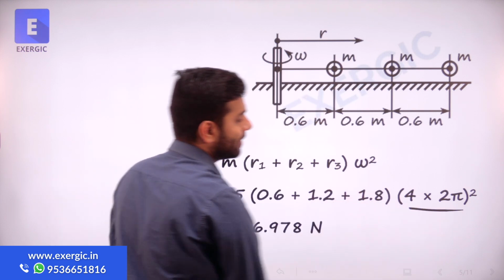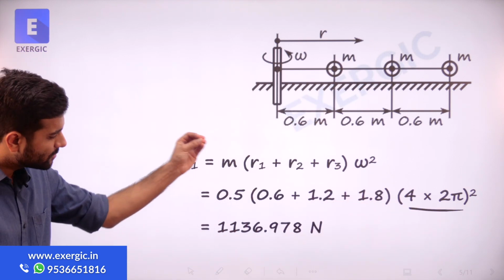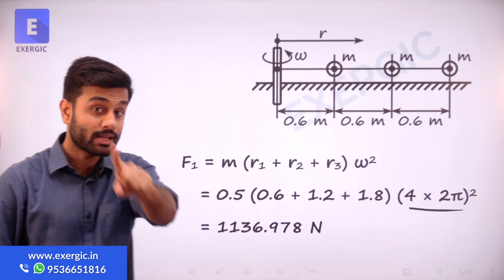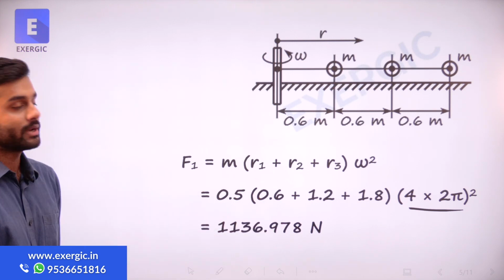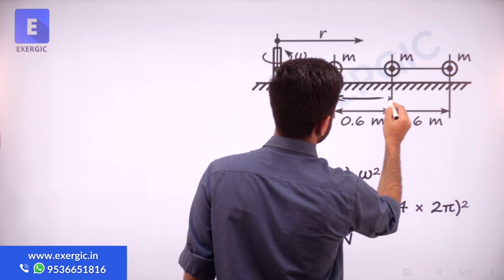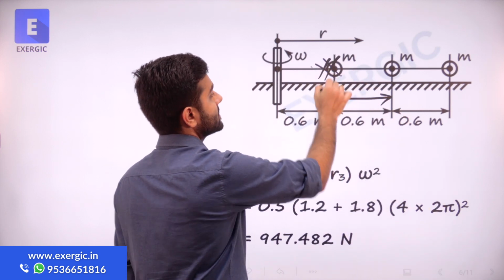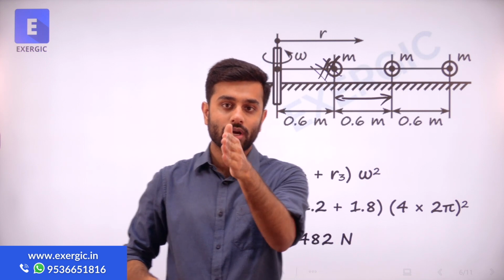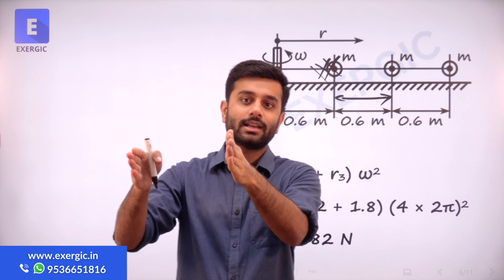Omega is 8 pi, as I already explained. Just put in the value, use the virtual calculator and get this expression. Similarly, for section 2, if we talk about this section, now this mass is gone. As I told you, the effect of centrifugal force stays between the center and the mass.